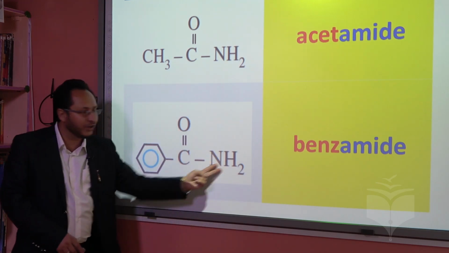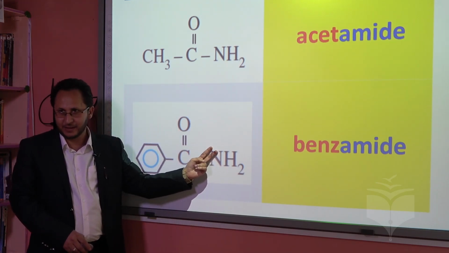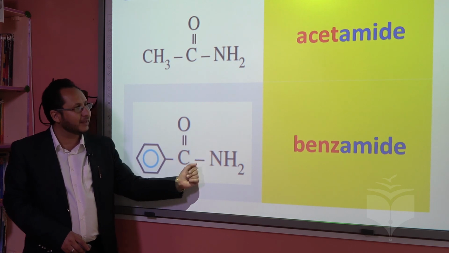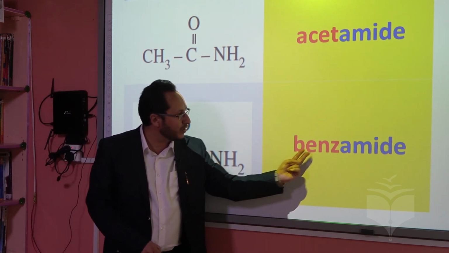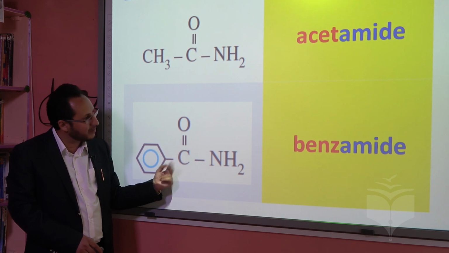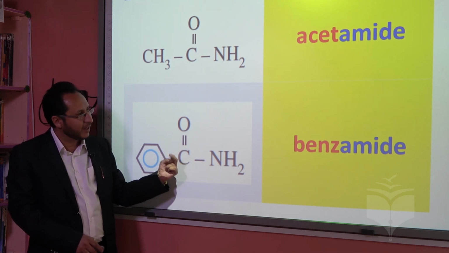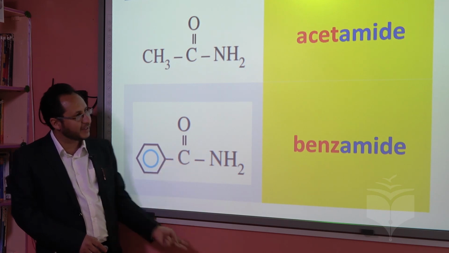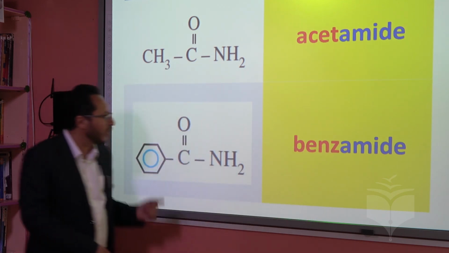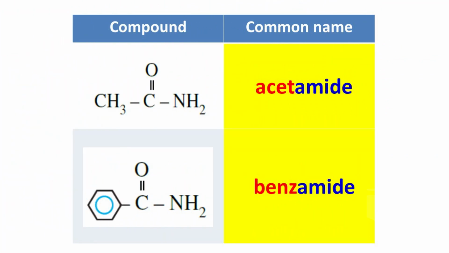If we have OH here, it is benzoic acid. Remove "oic acid" and replace it by amide. So it is benzamide. It was benzoic acid, so now replace "oic acid" from the acid and replace it by amide. So this one we call benzamide.